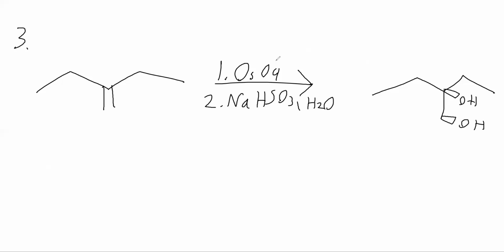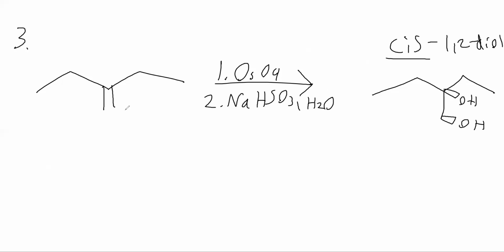So these conditions lead to a cis 1,2 diol. And the cis is important because there's another way to form diols, and it forms trans diols, and we'll get to that when we get there. But the stereochemistry of the diol is important to distinguish.